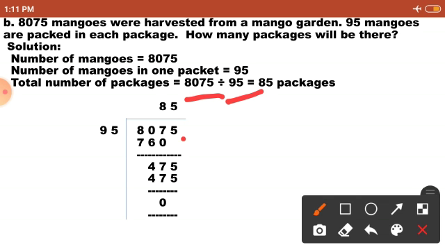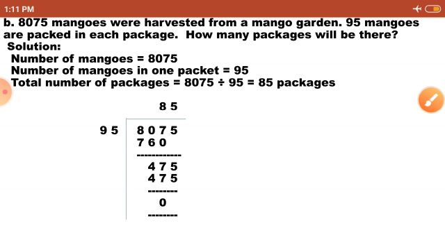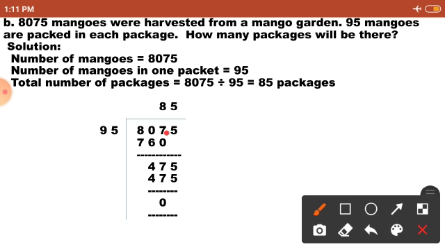So first write 8,075 as the dividend. And the divisor is 95. Divisor has 2 digits. So you have to take the first 2 digits of the dividend. So 95 is not. So how many 95s in 80? There is no 95s in 80. Not possible. So you have to take the next number. Then it will become 807.